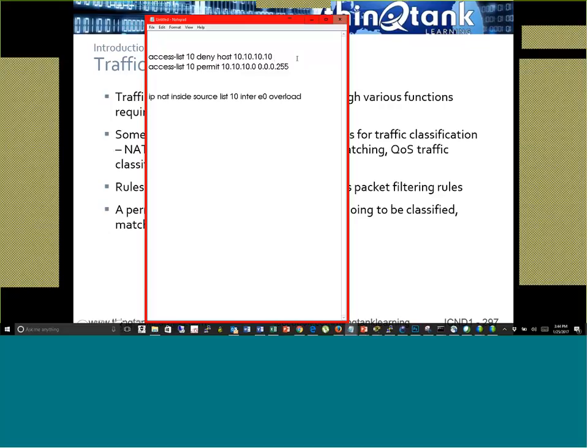Because the access list is not being applied as a filter, it's being applied as a classifier. So to say I'm going to deny the traffic here means I'm simply denying it from being classified, which means that packet does not get translated. We did not apply this access list to an interface. We applied the access list to a NAT process. So by denying that packet in the access list, we're simply saying, don't translate this host. And by permitting the rest of the subnet, we're saying, go ahead and translate the rest of the network.